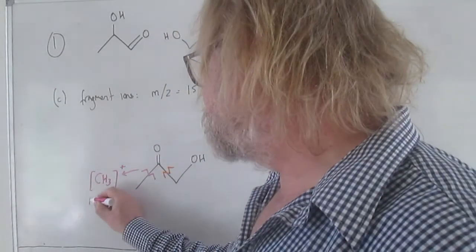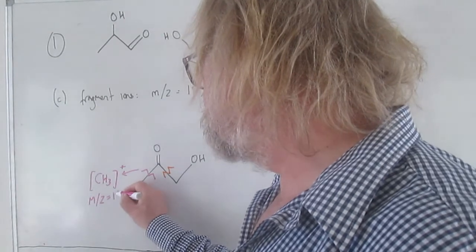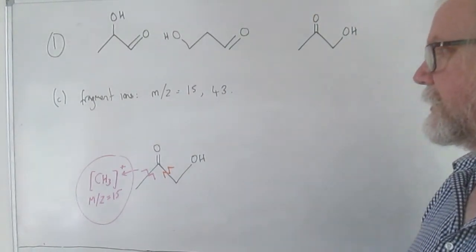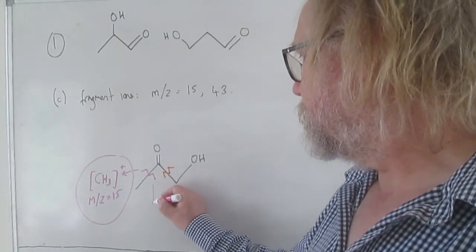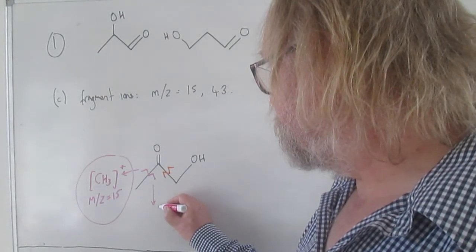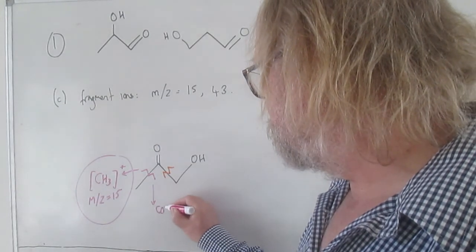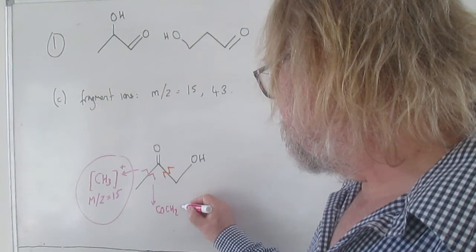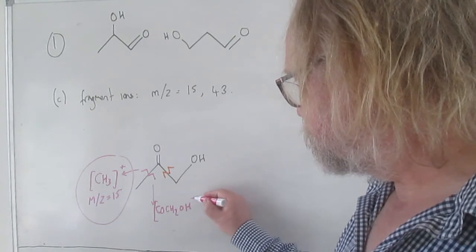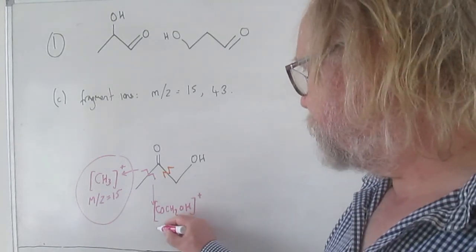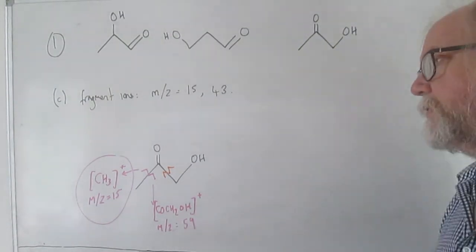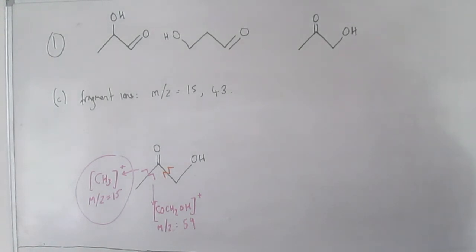And of course that adds up to 15. So that would account for the M over Z of 15. So that's good. The other fragment is too big, because we'd have COCH2OH plus, but that's going to give you an M over Z of 59. So we're not interested in that one because that's not a well populated peak.